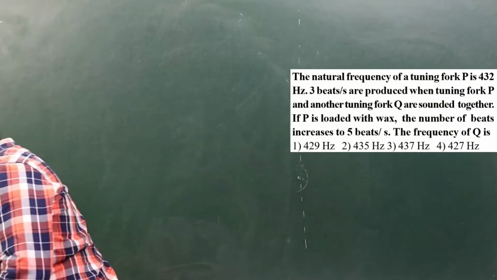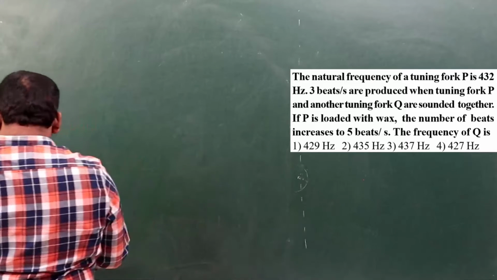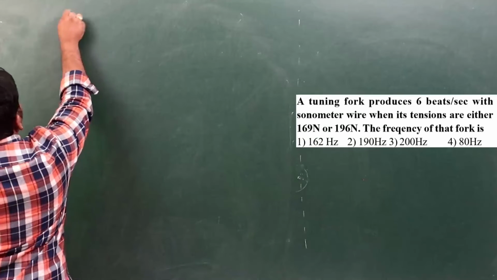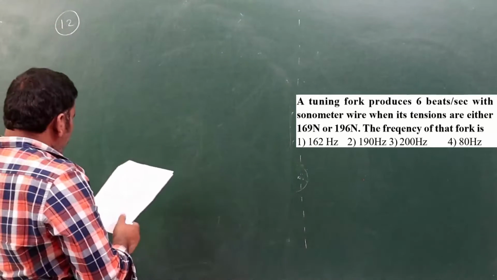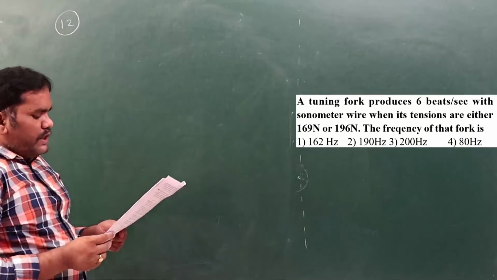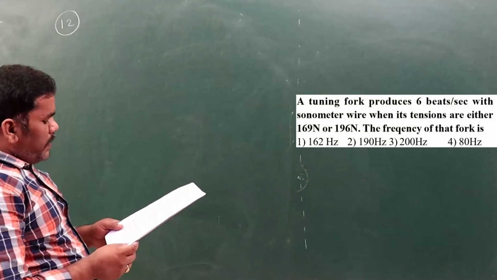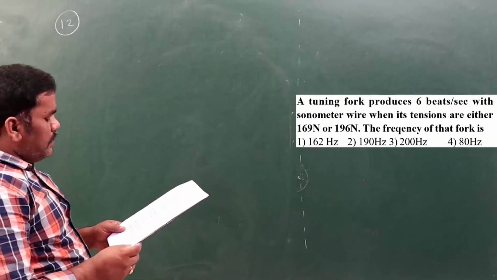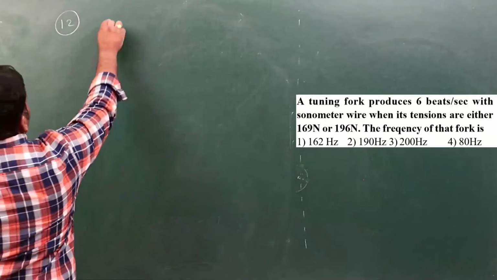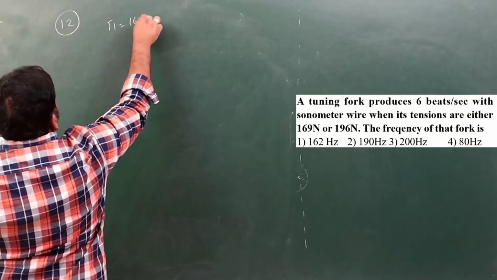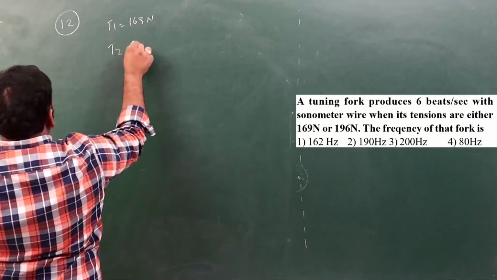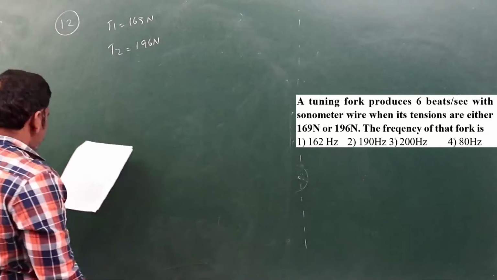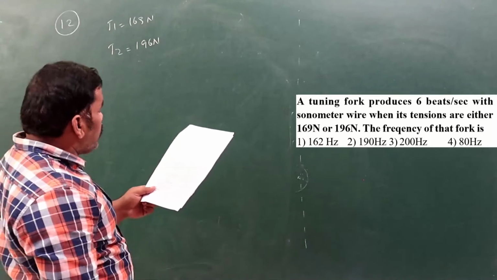Next question number 12. A tuning fork produces 6 beats per second with a sonometer wire when its tension is either T1 equal to 169 newtons or T2 equal to 196 newtons. The frequency of that fork is how much?